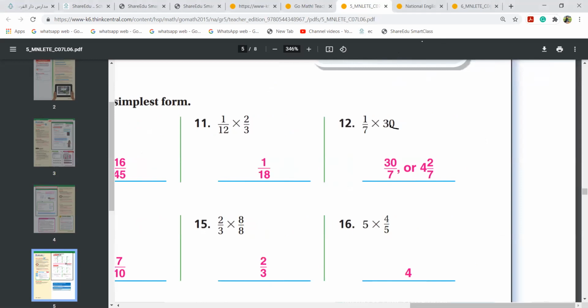Last two questions. (30/7), if I divide. 7 times 4, 28. So 4 is the queen, 2/7 is the answer. So this or this. 5 times 4, 20. And 20 divided by 5 is directly 4. This is your answer.